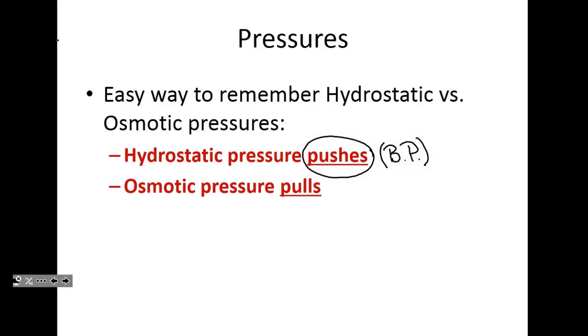Now the other kind of pressure that I'll talk about is osmotic pressure. This is the pressure that is not in the vessel. This is the pressure that's found in your tissues, so outside the vessels. And this is a pressure that's going to pull things like the waste and the CO2 back into the vessel. So this one pulls. So now that we know those two types of pressures, let's draw out a capillary bed.